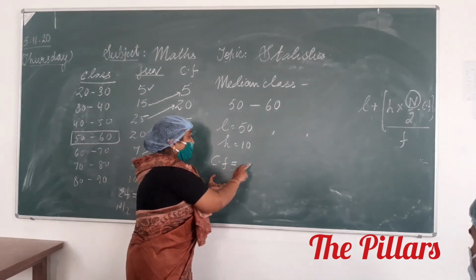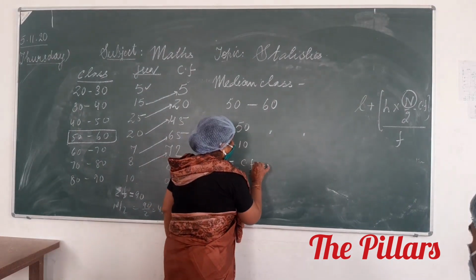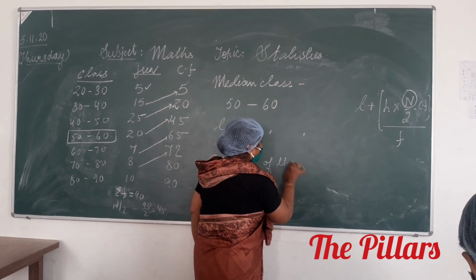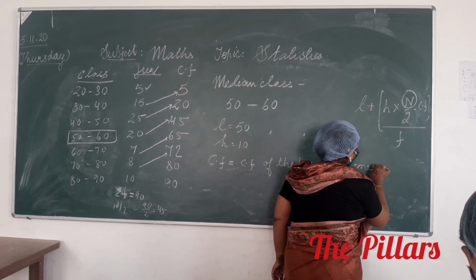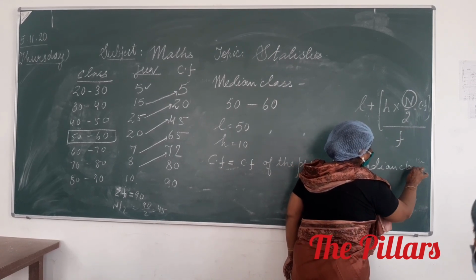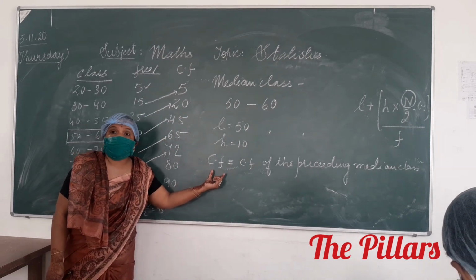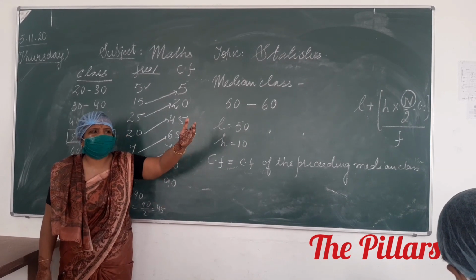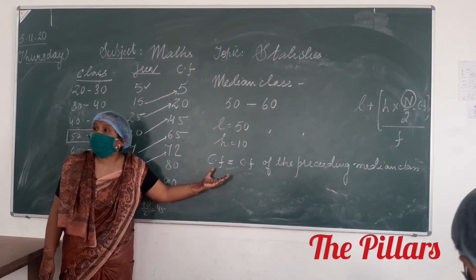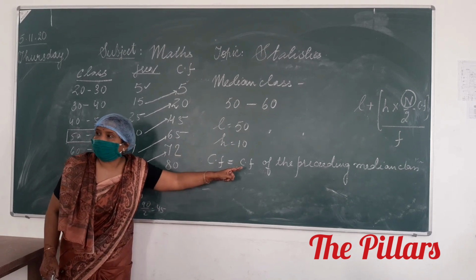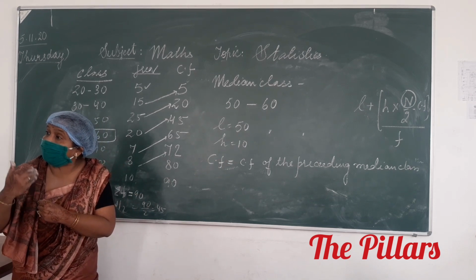CF, please write here. CF is cumulative frequency of the preceding class, of the preceding median class. Write down first, this cumulative frequency. What is the CF, children? Read what I have written: of the preceding median class.